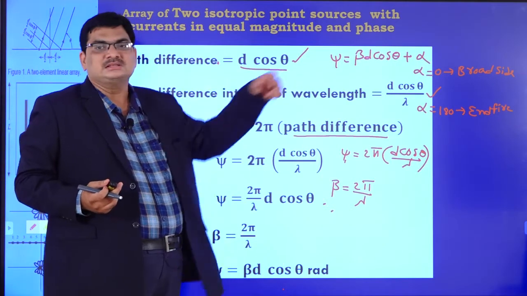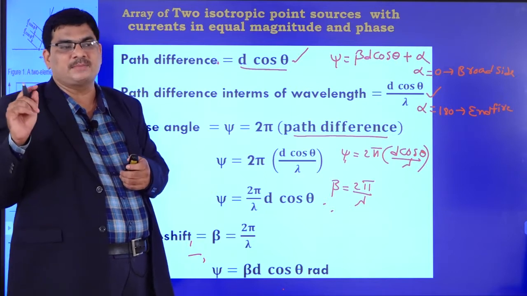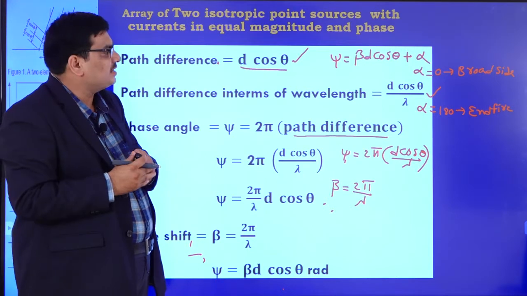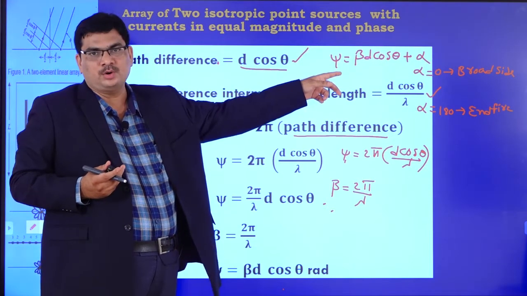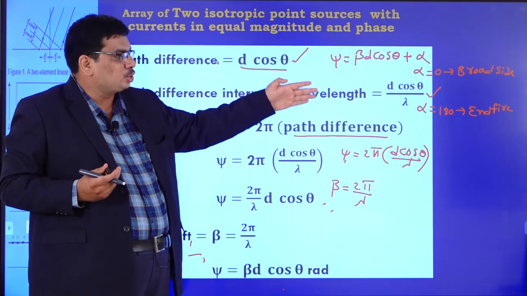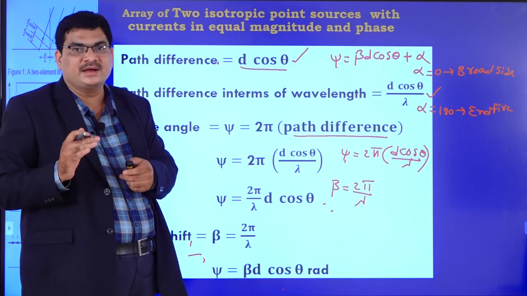But we know that psi is equal to beta d cos theta plus alpha, where alpha equal to 0 means a broadside array, and alpha equal to 180 degrees is an end fire array.